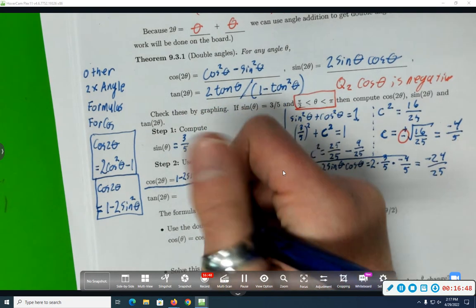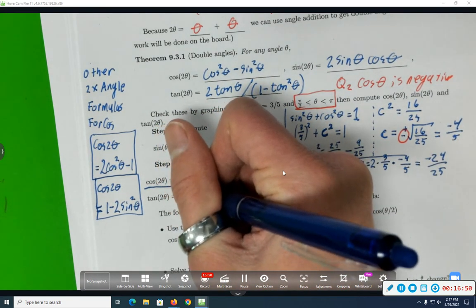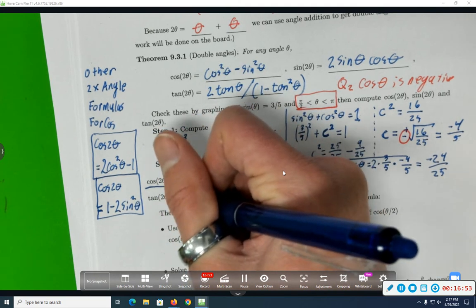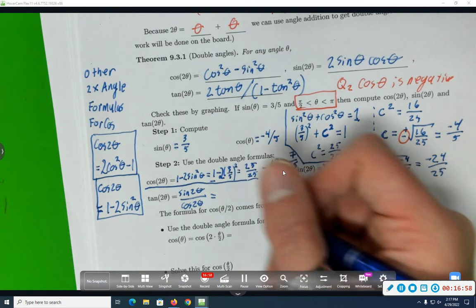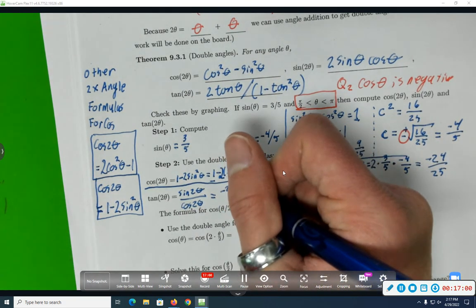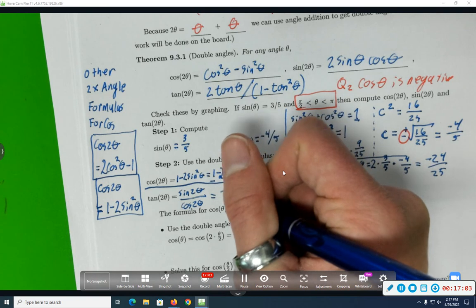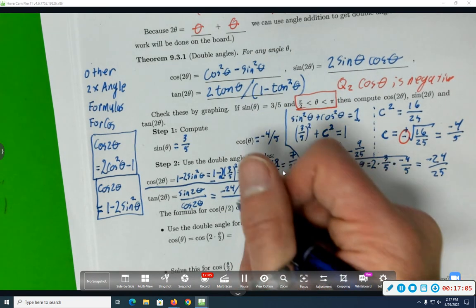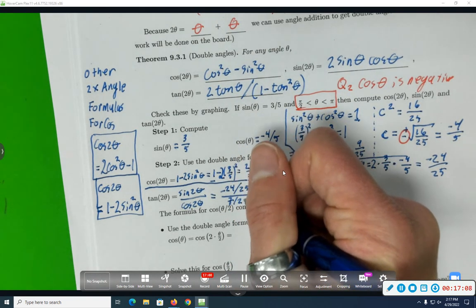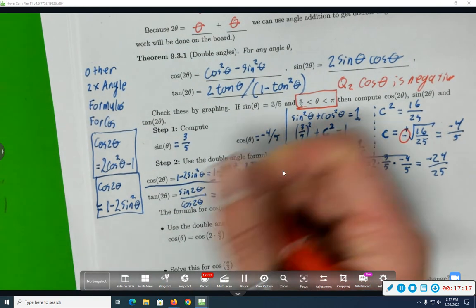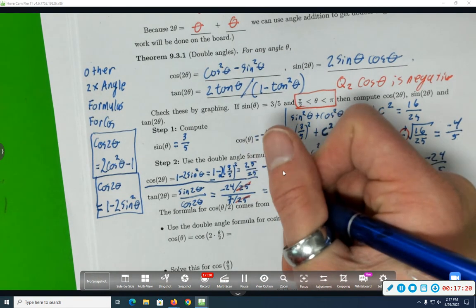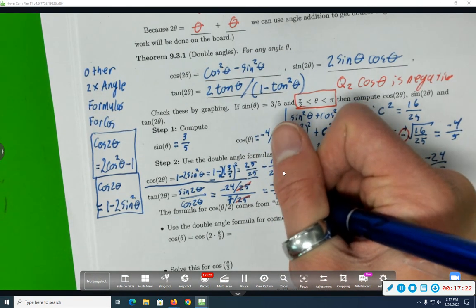So tangent of 2 theta is the same as sine of 2 theta over cosine 2 theta. What's the sine of 2 theta? Negative 24 over 25. What's the cosine of 2 theta? 7 over 25. Does anything cancel? Doesn't the 25 cancel out? Yep. Divide the numerator and denominator by 25, resulting in just negative 24 over 7. Cool.